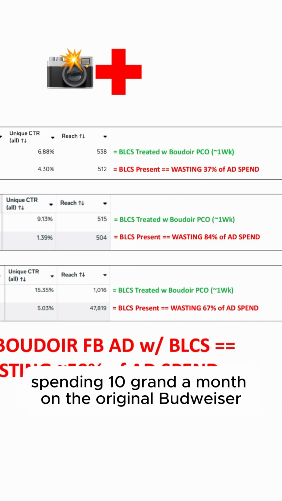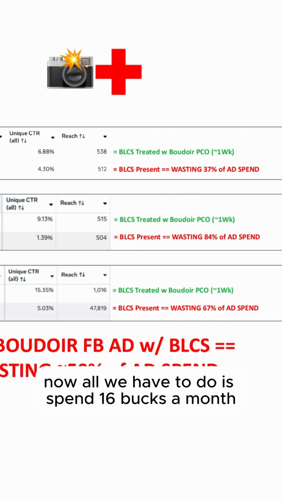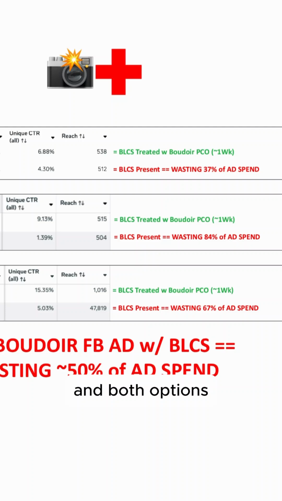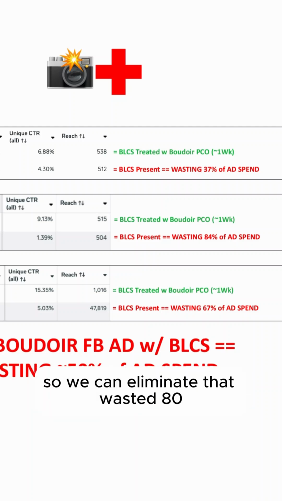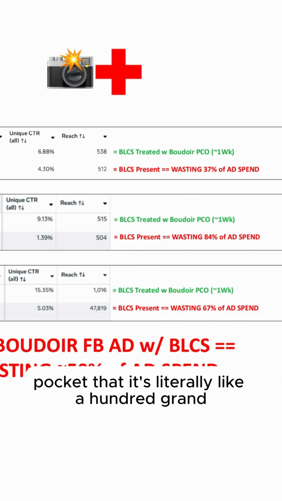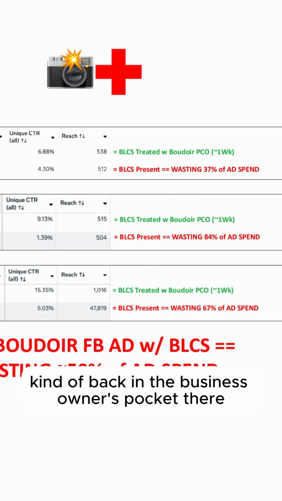So again, if they're spending 10 grand a month on the original Boudoir Facebook ad, now all we have to do is spend 1,600 bucks a month on the Boudoir Pico treated ad, and both options get our ad into the same number of women's brains. So we can eliminate that wasted $8,400 a month in ad spend, pocket that. It's literally like 100 grand pocketed, a bonus back in the business owner's pocket there.